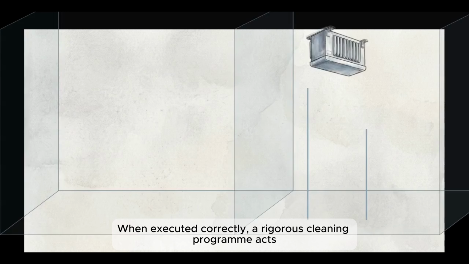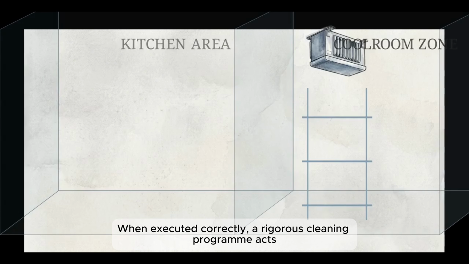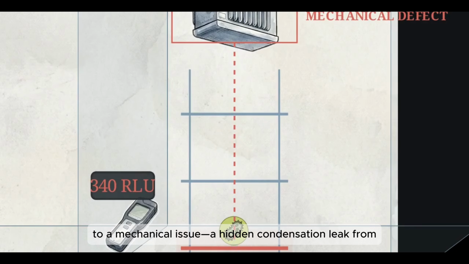When executed correctly, a rigorous cleaning program acts as an early warning system for hidden structural defects. A localized cluster of repeated high ATP failures on a specific shelf serves as diagnostic data. If the surface continually fails the swab test despite repeated chemical intervention, the data points directly to a mechanical issue, a hidden condensation leak from a faulty evaporator housing dripping onto the stored product.